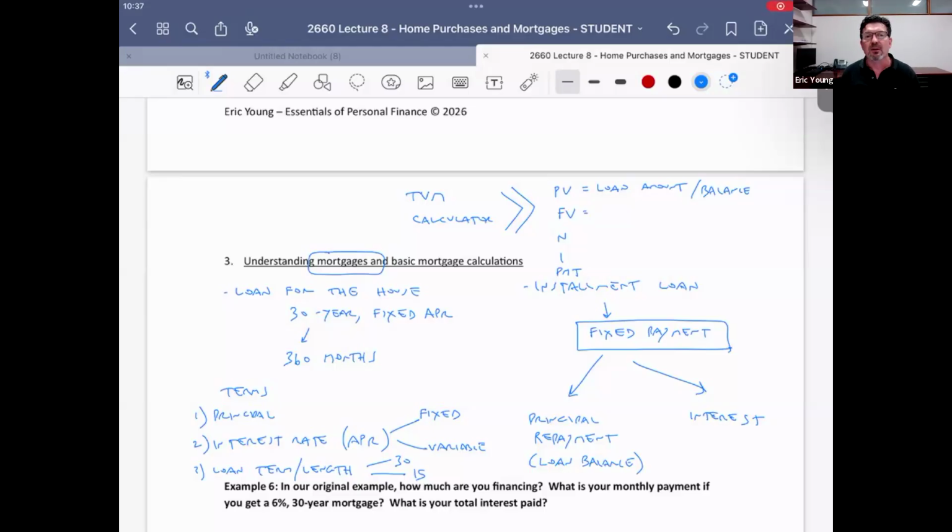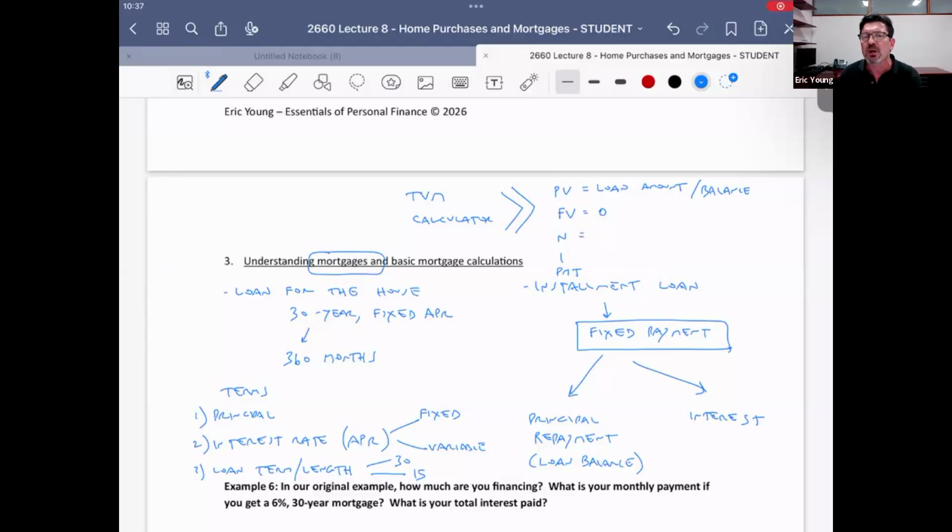For any loan like this, the eventual future value is going to be 0 because you're paying it off. So we're going to default. There'll be some changes, but we're going to default to the idea that the future value of your mortgage is 0 because you're going to pay it off. N is the number of periods.